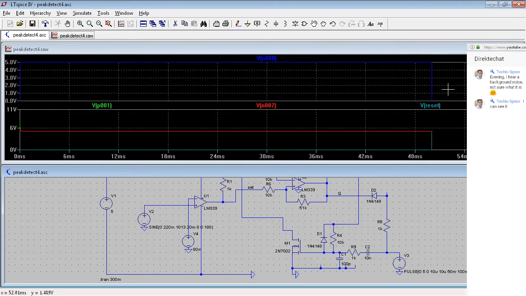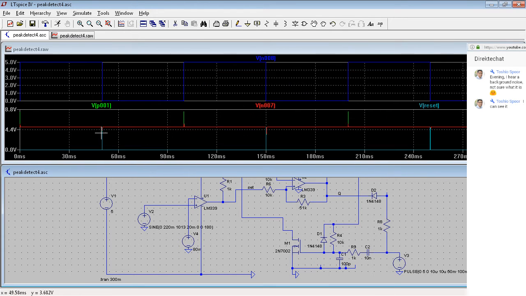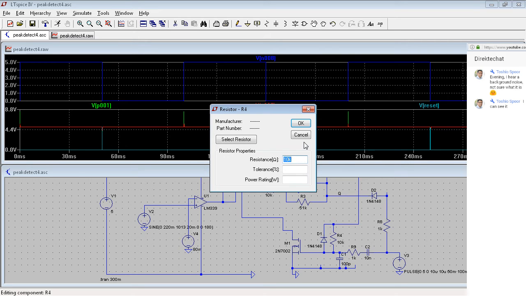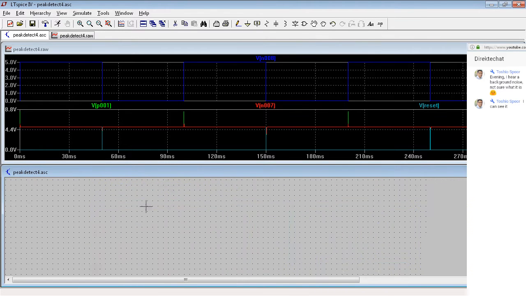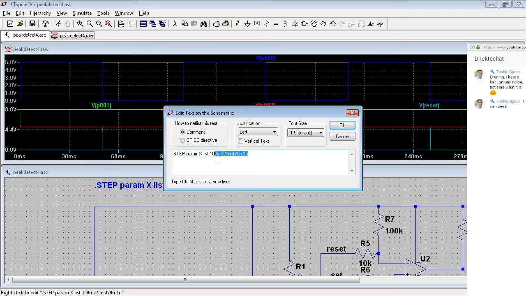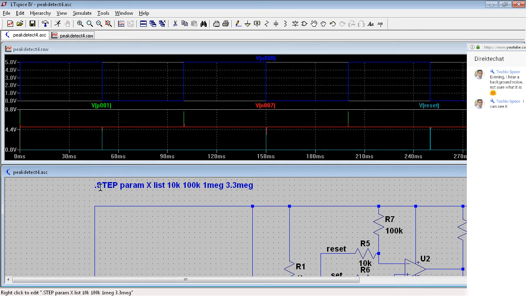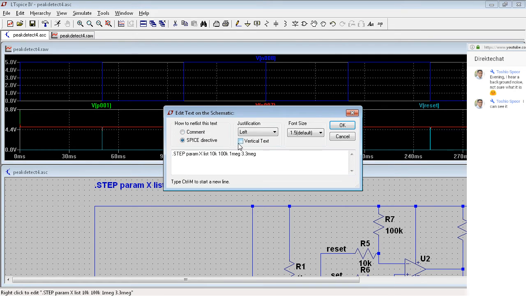Now the plot will change. We can see the spikes are much sharper here. We can replace it with X. That will be interesting. Now we're going to use that step directive we were talking about up here. So we're going to step X for not nano or micro or farads in any way, but let's say 10k, 100k, 1 meg, 3.3 meg. So now we get 4 simulations, and also we don't want comment, we want spice directive.